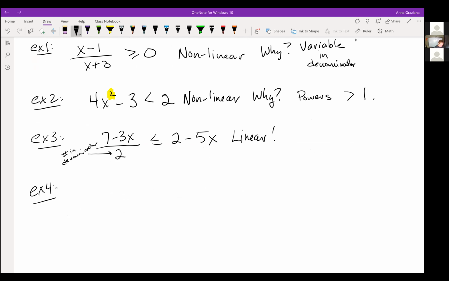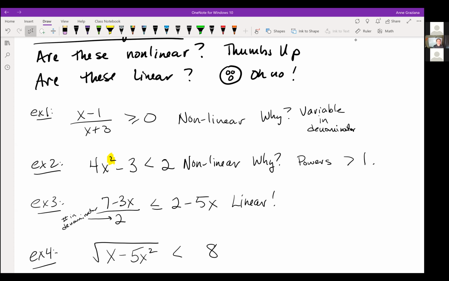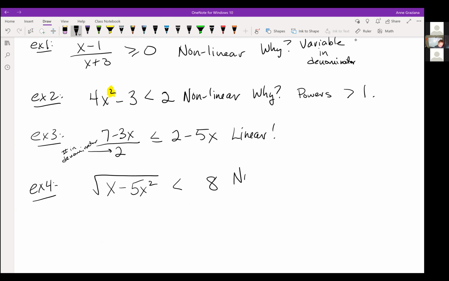How about this? Square root of x minus 5x squared less than 8. Linear or nonlinear? Remember, thumbs up is nonlinear. Oh no is linear. Okay, you guys are getting good at this. All right, so this is nonlinear.